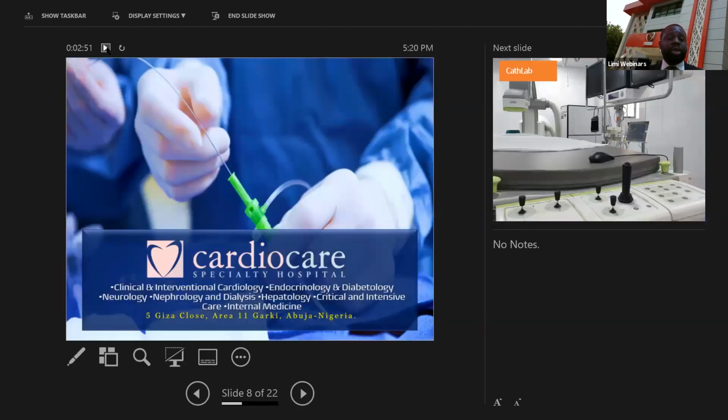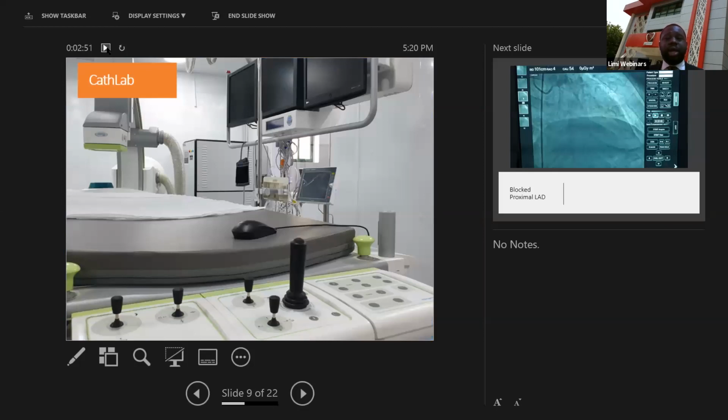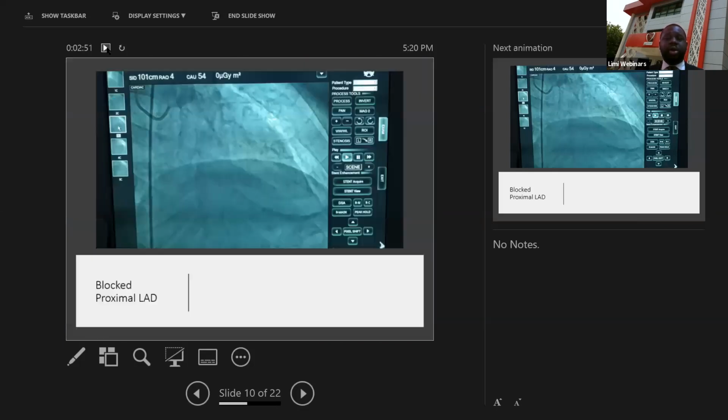So we pass wires into the patient's groin, just like this. You can see in this slide. Once we locate the femoral artery or the radial artery, then we pass wires and we do everything through the wires with the patient still awake. This is what our cath lab looks like with all the screens and all the gadgets all over the place.